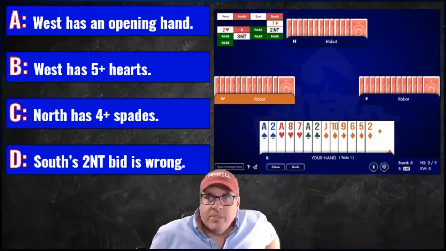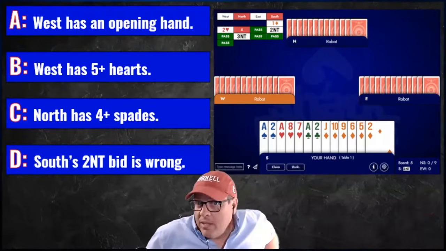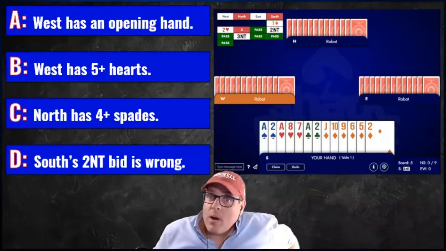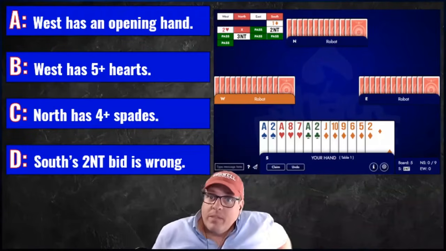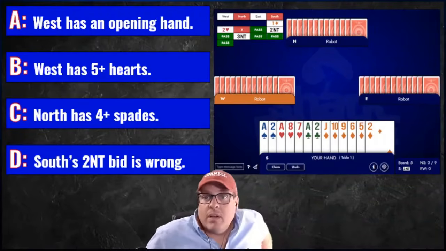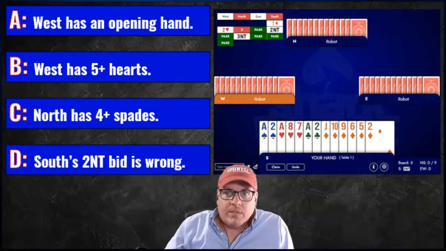Here are your options. A, West has an opening hand. West has 5 or more hearts. North has 4 plus spades. South's 2 no trump bid is wrong. What do we know? That's right, Kelly.